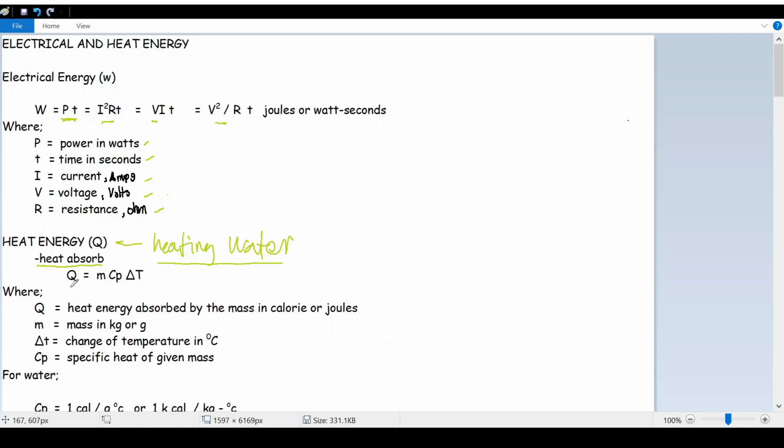So by the formula, the heat absorbed of the medium, which is water, is equal to m Cp delta T. M is the mass of the medium, and then Cp is the specific heat of water, and then delta T is the change in temperature, lower temperature to higher temperature, since this is about heating of water.